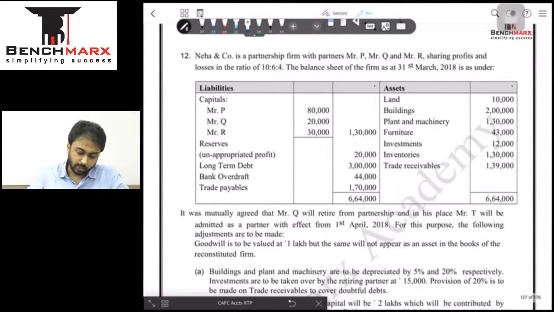Let us start. Question number 12, please. Neha and Company is a partnership firm with partners P, Q and R, sharing profit and losses in 10-6-4. So P, Q, R are the old partners. Old PSR is 10:6:4 or 5:3:2. Both mean the same thing.